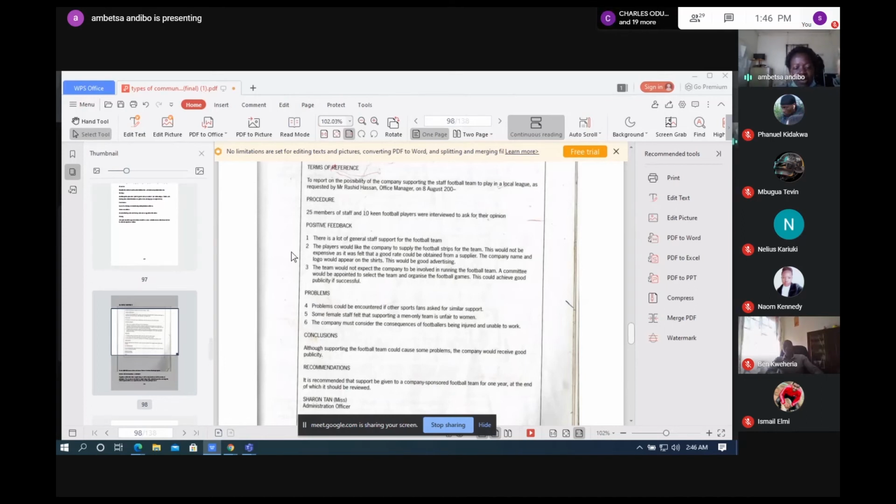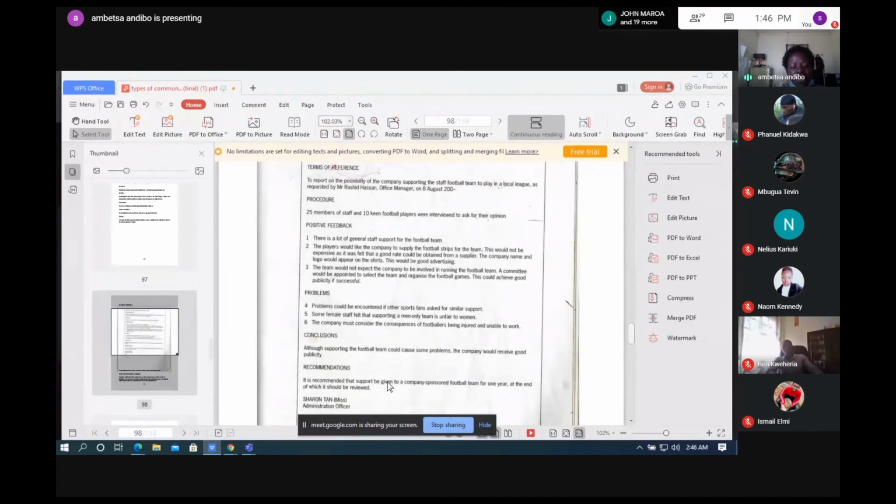Then the second one, the players would like the company to supply football strips for the team. Now, the second recommendation could be the company should supply football strips for the team. Or, the company should identify a supplier to supply football strips. I think that is football, the merchandise, what you wear, the shoes, the vest, the shorts, maybe a tracksuit.